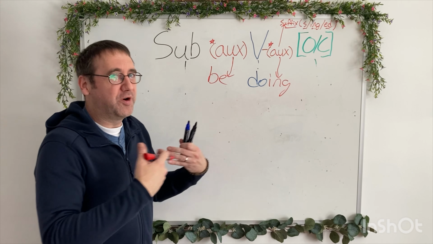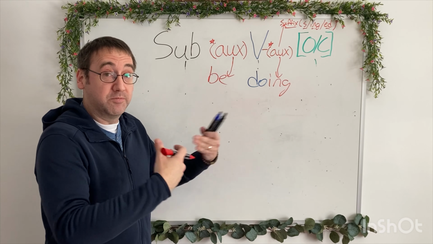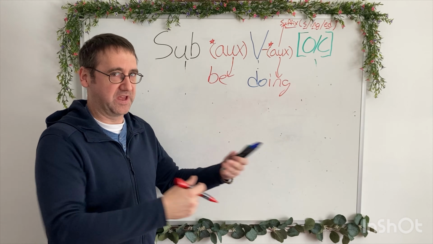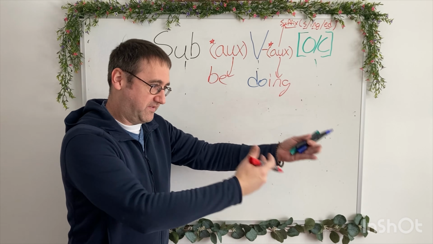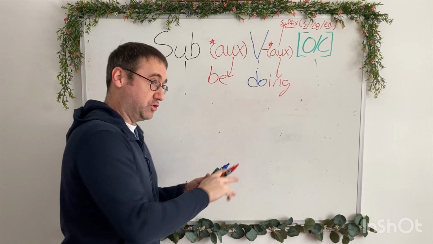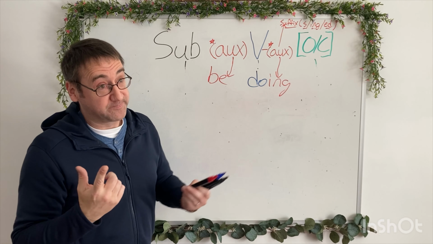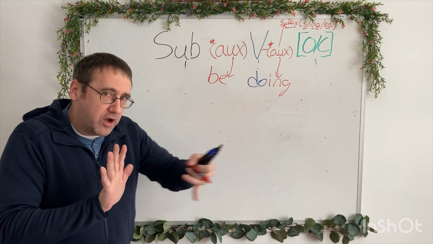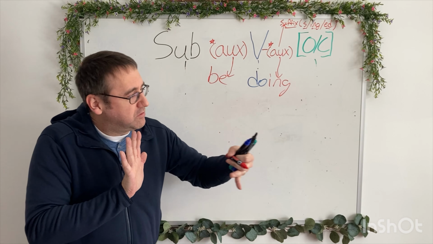So you can say someone is doing something. I am doing something. You are doing something. She is doing something. Someone is doing something. Two words, one meaning. So what does it mean? Well, it means right now and not finished. So it's going and going and going.